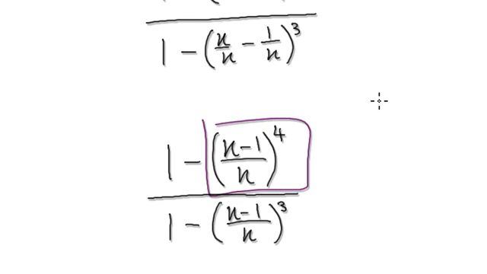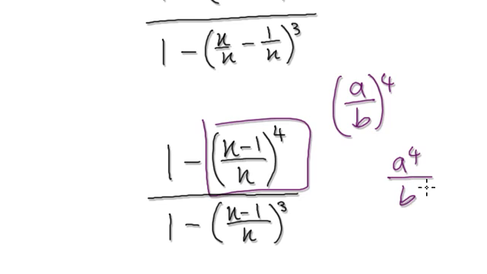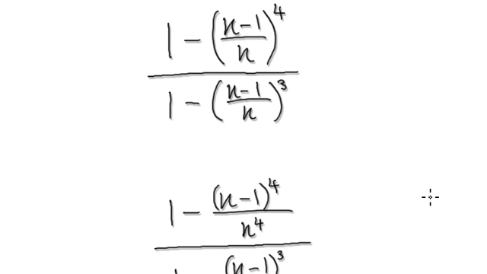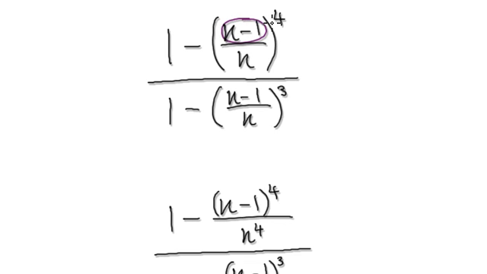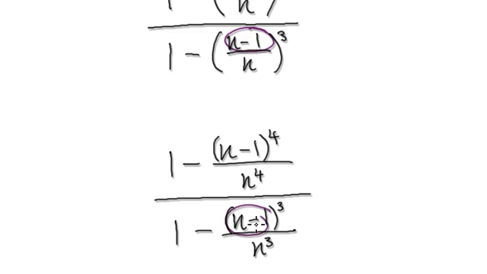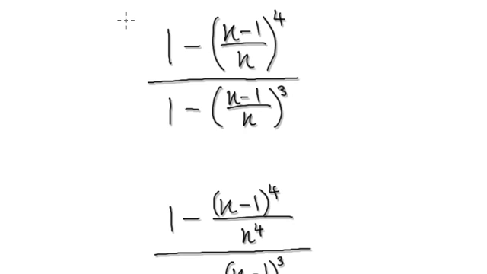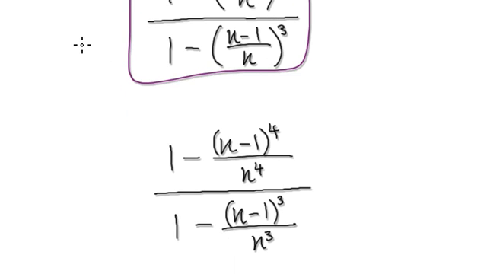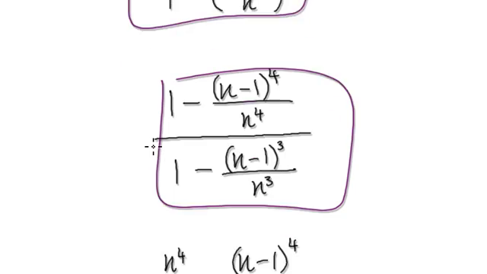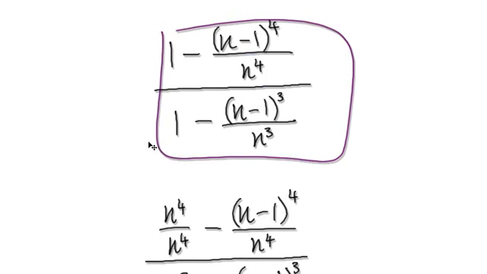So now if you look at this here, if you have a over b to the power of 4, that means it's a to the power 4 over b to the power 4. So it basically means this. So this thing to the power 4, that's this bit here, and then this thing to the power 4, that's this bit here. So this thing here would be n minus 1 to the power of 3, and then here you've got n to the power 3. That's this n here. So this thing here will then become this.